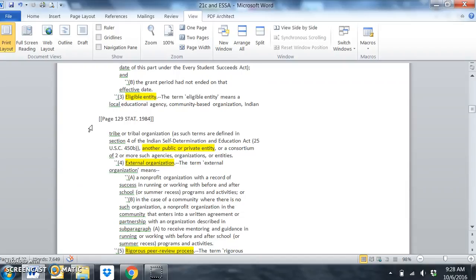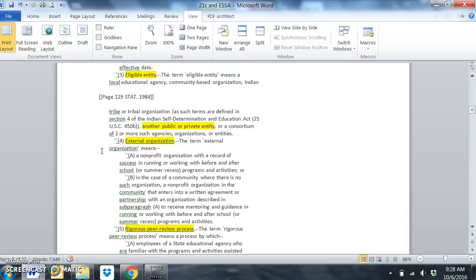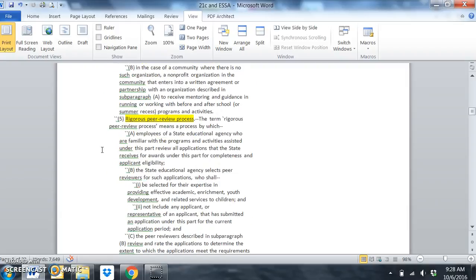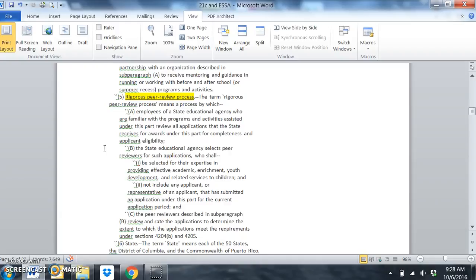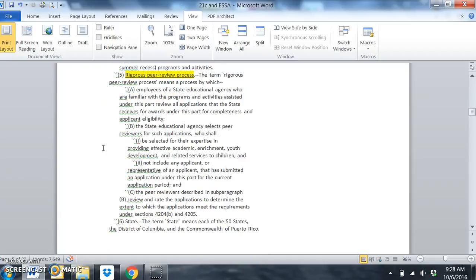The next definition is around eligibility and eligible entities, and like before, there's a range of eligible entities or consortiums or partnerships thereof. Along the idea of partnership, the law talks about an external organization, generally a nonprofit, and so the idea of partnerships in the law is key and is embedded in the definitions. And finally, there's some more detail on the definition of a rigorous peer review process.